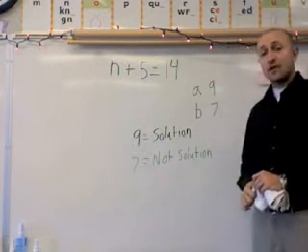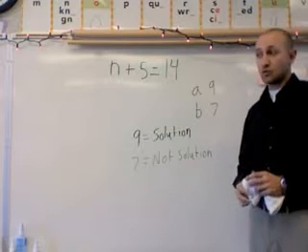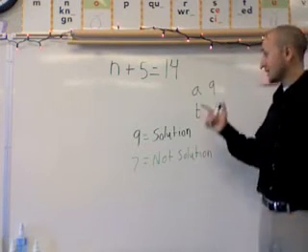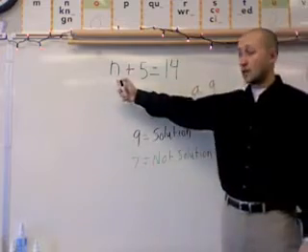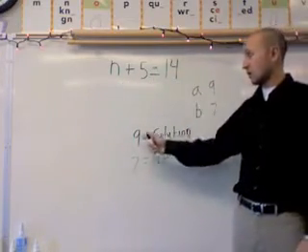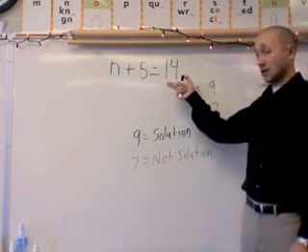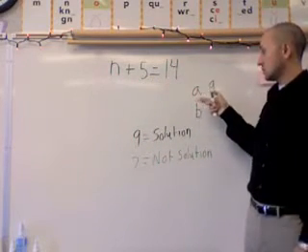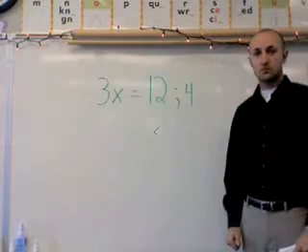So now, whenever we're trying to find out if a number is a solution or it is not a solution, all we have to do is take that number, put it in place of the variable, and see if it makes the statement true. Remember, 9 plus 5 is 14. So 9 is a solution.